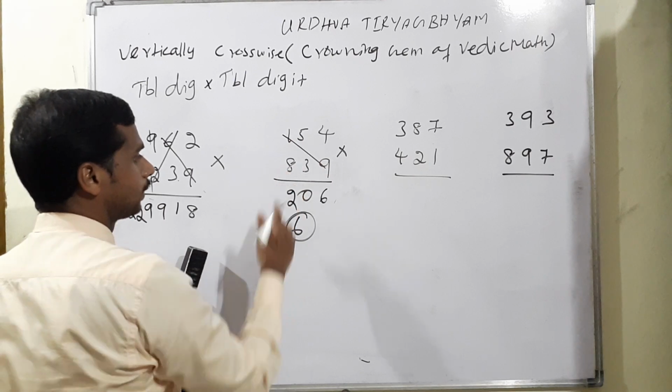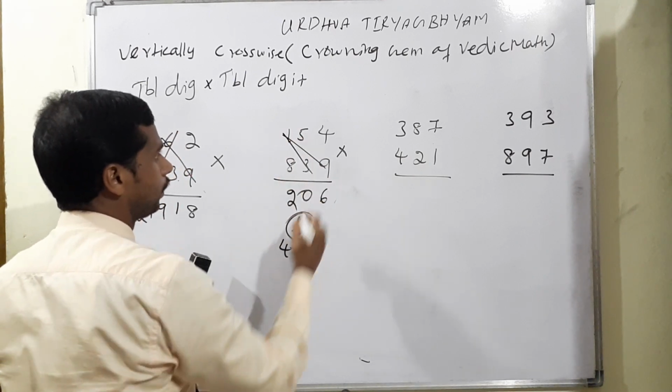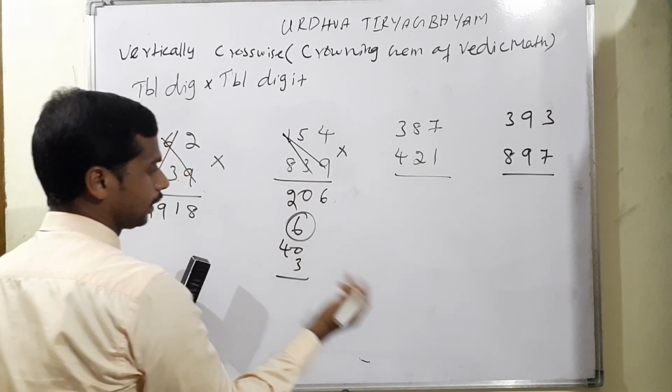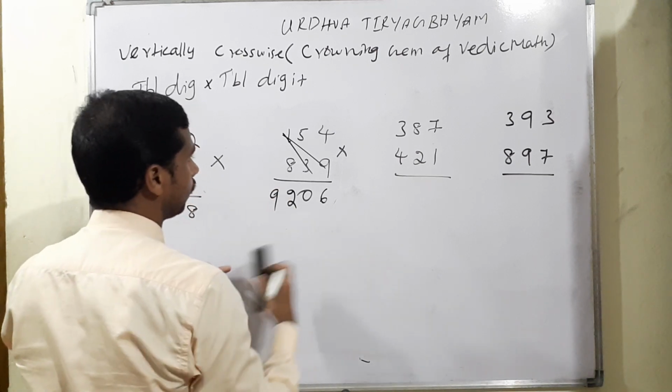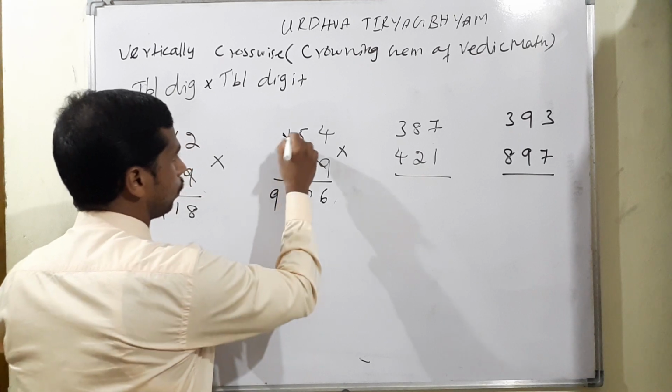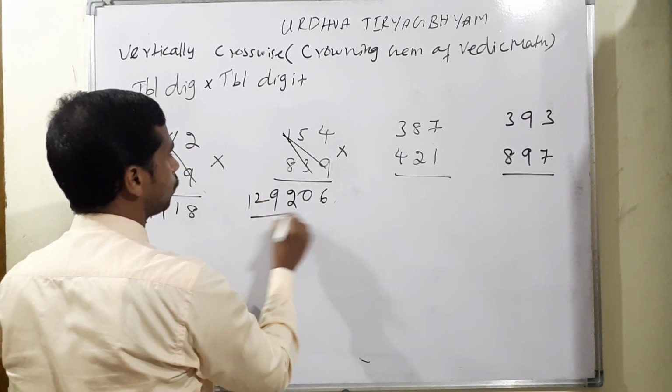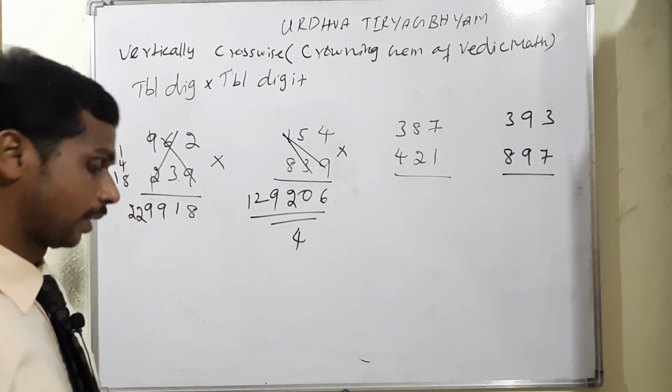Next one, 5 8s are 40. Then 1 3s are 3. Now 6 plus 3 is equal to 9. 40 plus 9 is equal to 49. Now we have carry 4 only. So 1 8s are 8. 8 plus 4 is equal to 12. So 1 2 9 2 0 6.